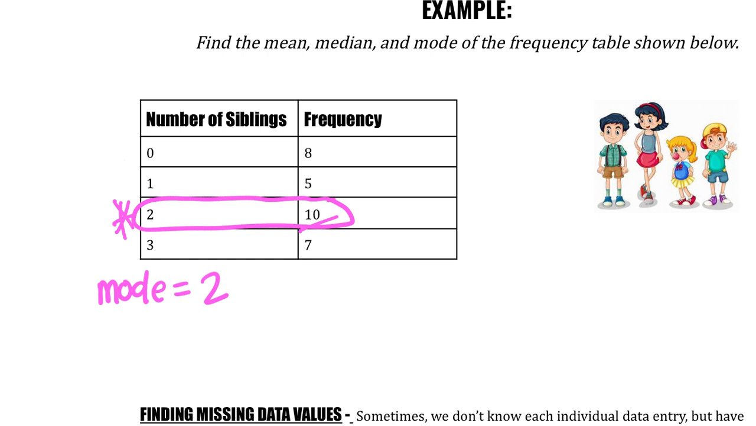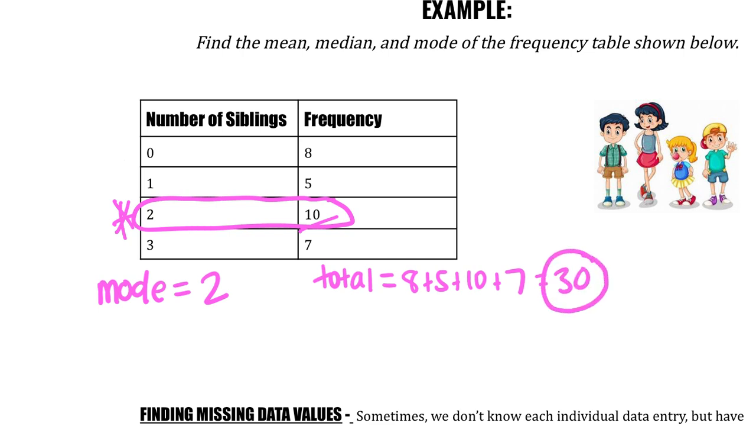The median is the middle number. So to find the middle number in a frequency table, you want to figure out how many total people there are. So to do that, you're going to add the frequency chart. So 8 plus 5 plus 10 plus 7 is 30. So there's 30 total students probably represented in this chart, the number of siblings that those students have. So now the median would be between the 15th and the 16th value, because there's 30 total.